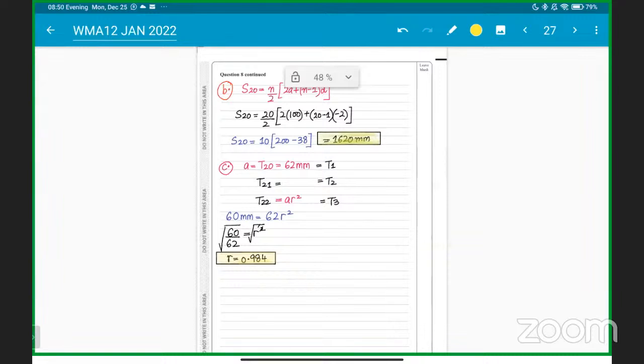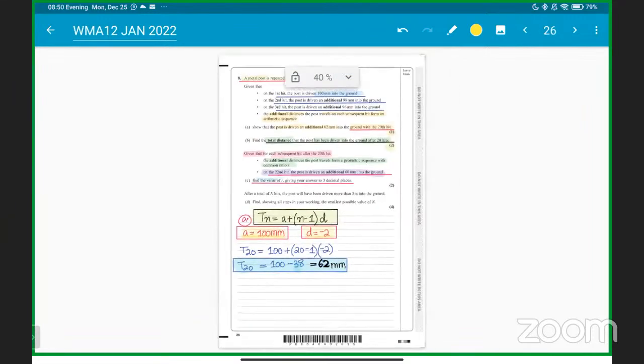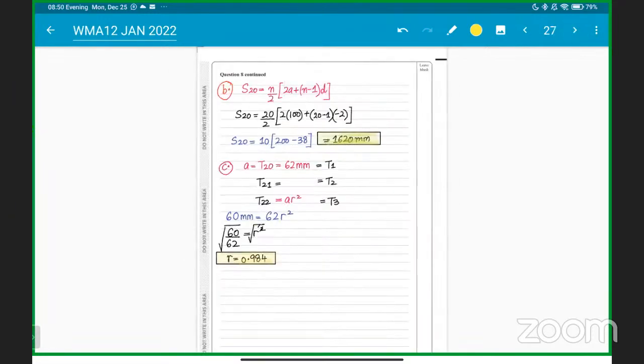Everyone got this? Part A is there, the first page, and parts B and C are here. Clear, everyone? Understood?